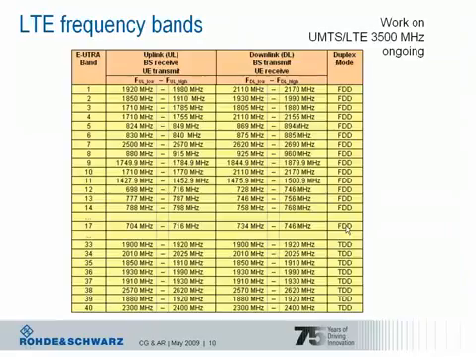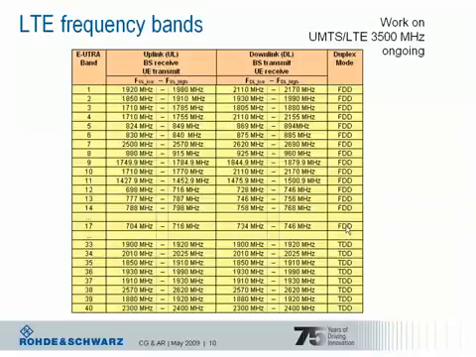This table shows the LTE frequency bands that are specified. The table is taken from 3GPP specifications as of March 2009, and it shows the specified bands for LTE operation. There will be more bands added in future. For example, there's work on UMTS LTE 3.5 GHz operation ongoing. As you can see in the table, bands 1 up to 17 are defined for FDD operation, and bands 33 up to 40 are defined for TDD operation.